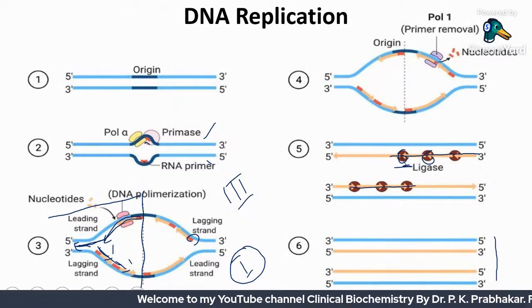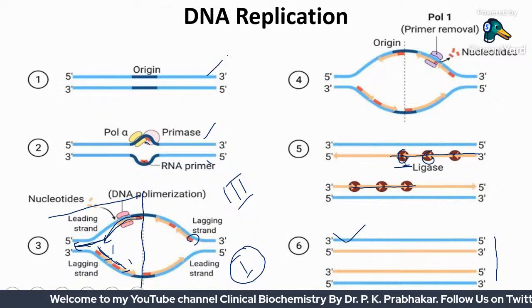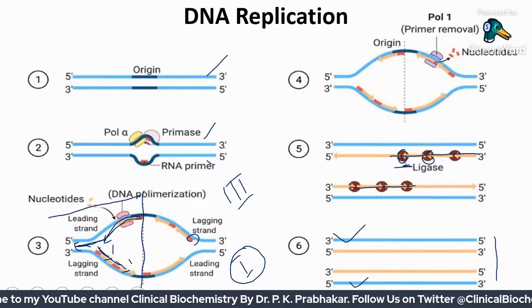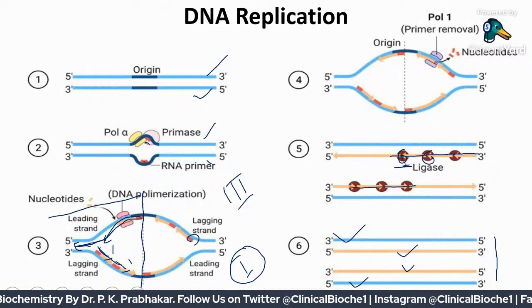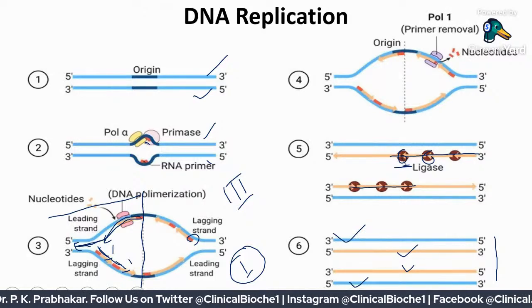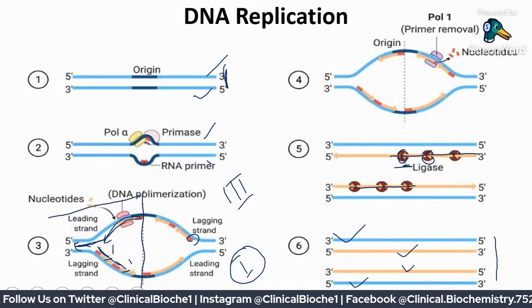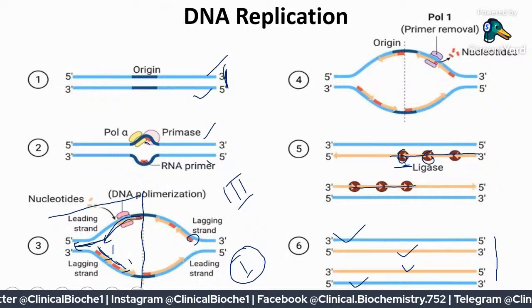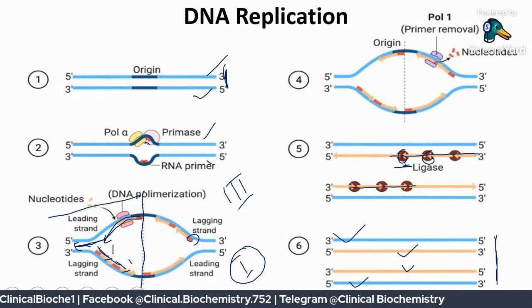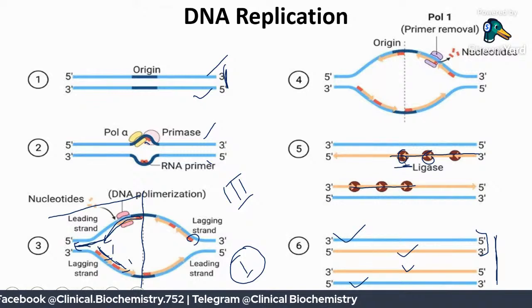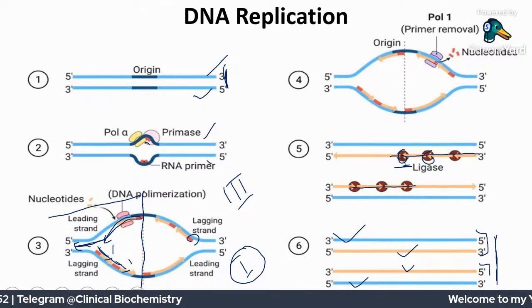So this is the parental strand which comes from here. This is another parental strand which comes from here, and this is the newly formed DNA. So this is called semi-conservative. We started from one DNA molecule which has two strands. Ultimately we form two molecules where 50% is new strand, 50% is old strand, and this is the basic summary of the DNA replication process.